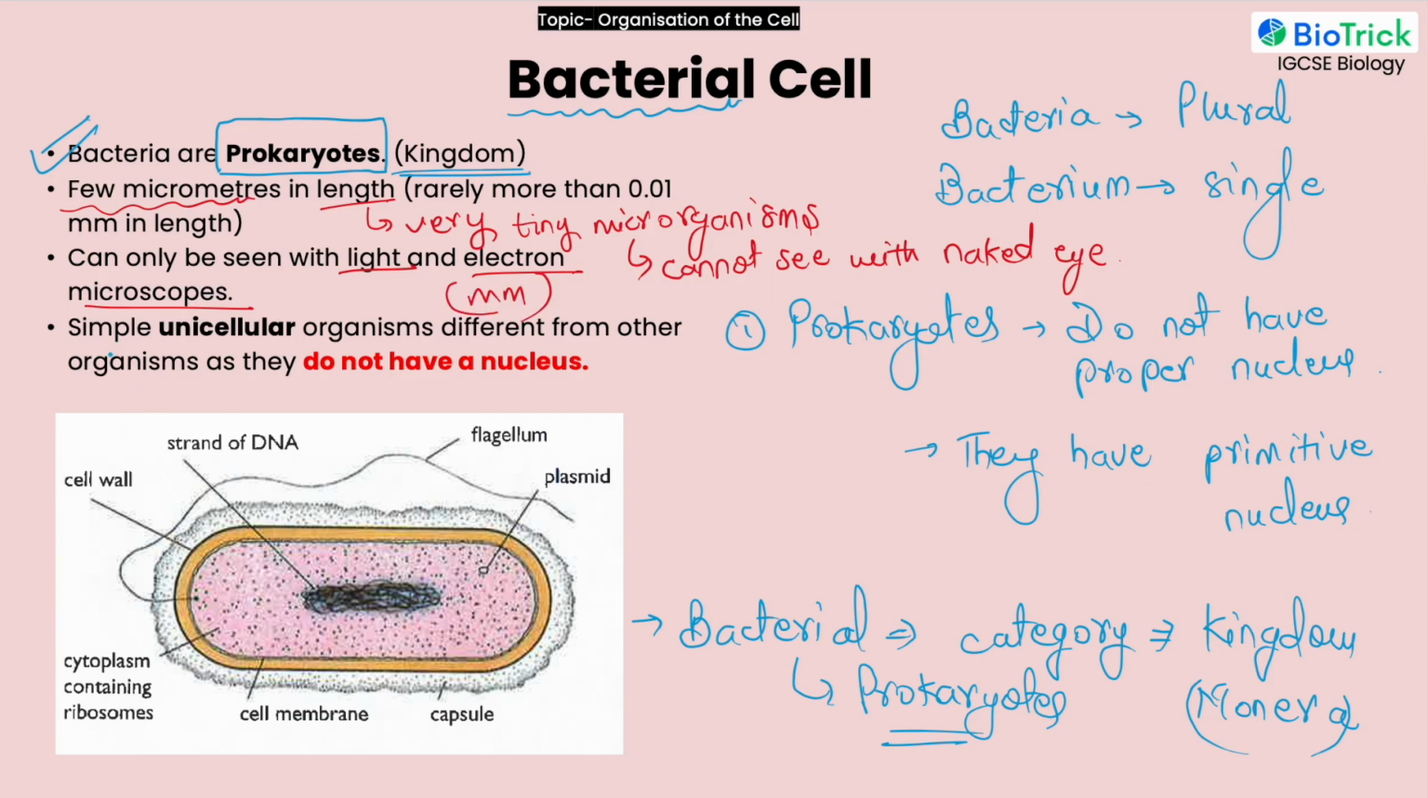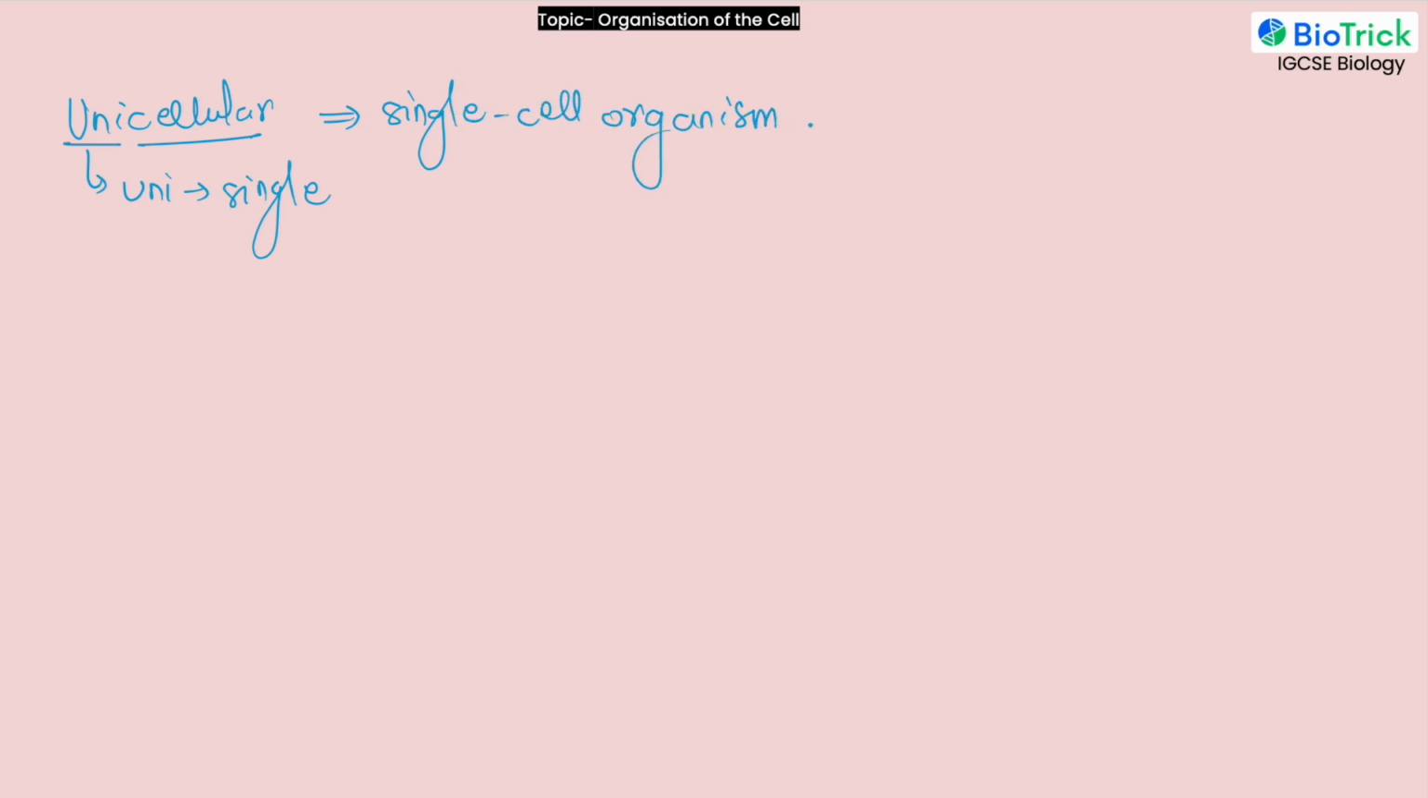So the next point here is that bacteria are simple unicellular organisms. Let's understand this term unicellular. Uni means single. It means the bacteria are single cell organisms. It's just a single cell that works as a complete organism. It's just one cell.